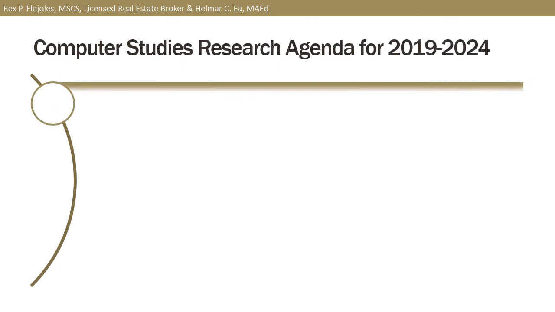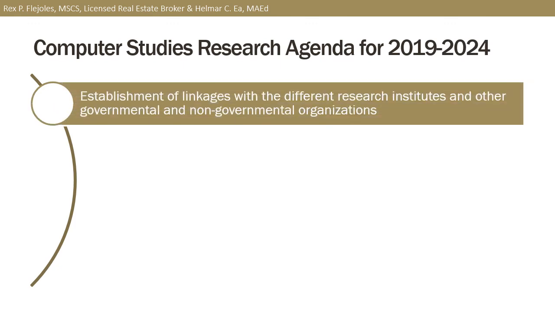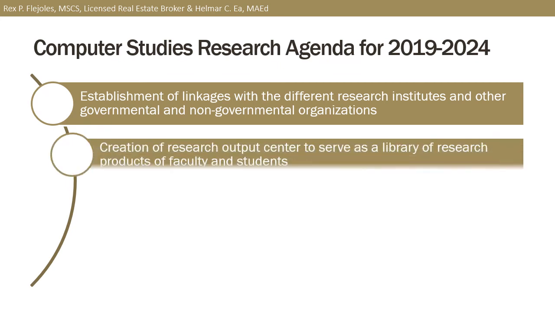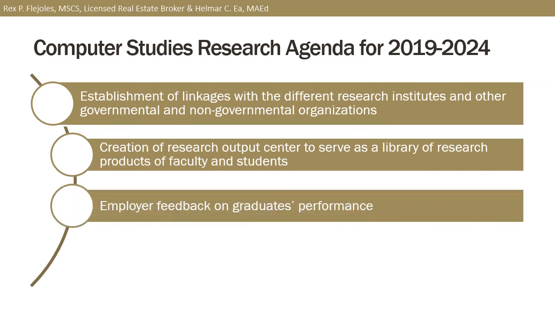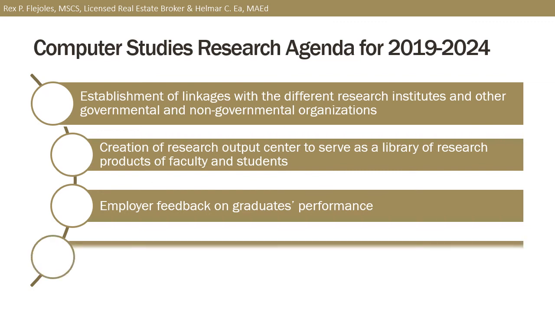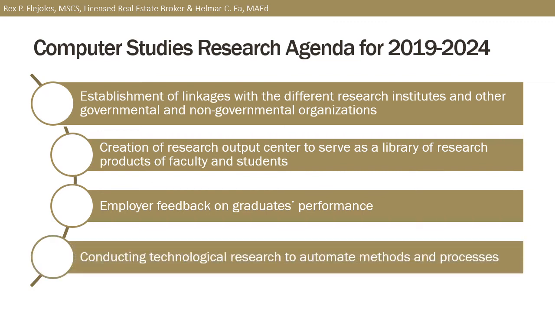Fifth, establishment of linkages with the different research institutes and other governmental and non-governmental organizations. Sixth, creation of research output center to serve as a library of research products of faculty and students. Seventh, employer feedback on graduates' performance. And eighth, conducting technological research to automate methods and processes.